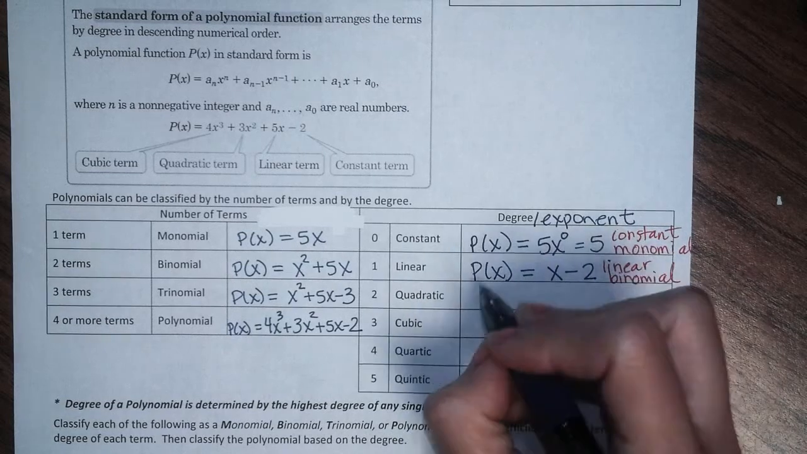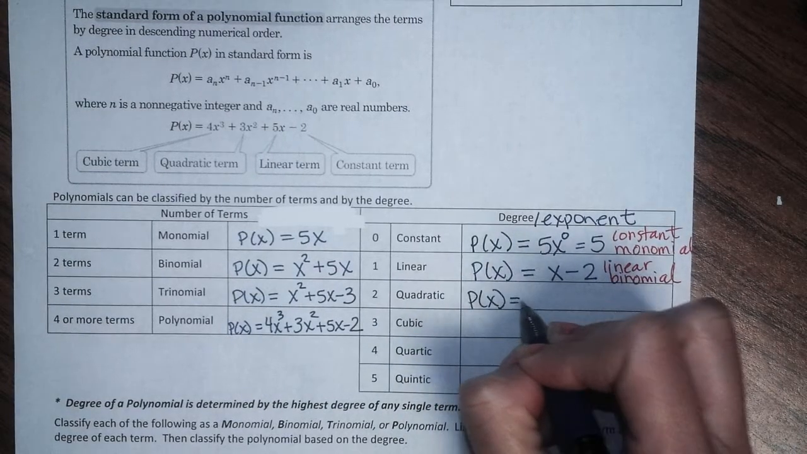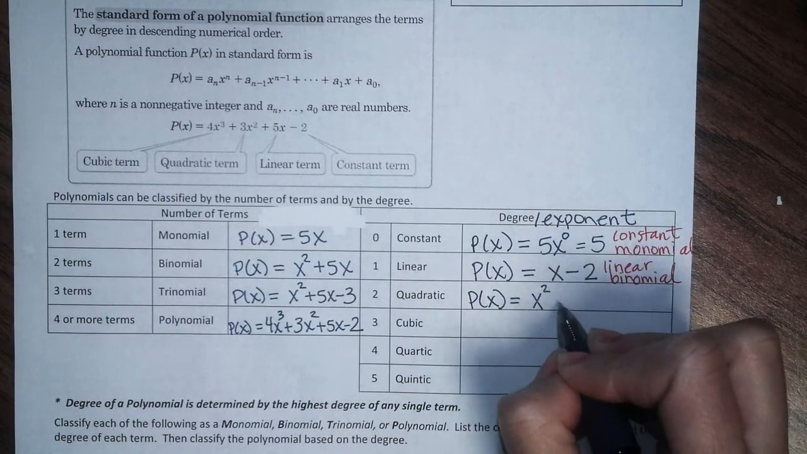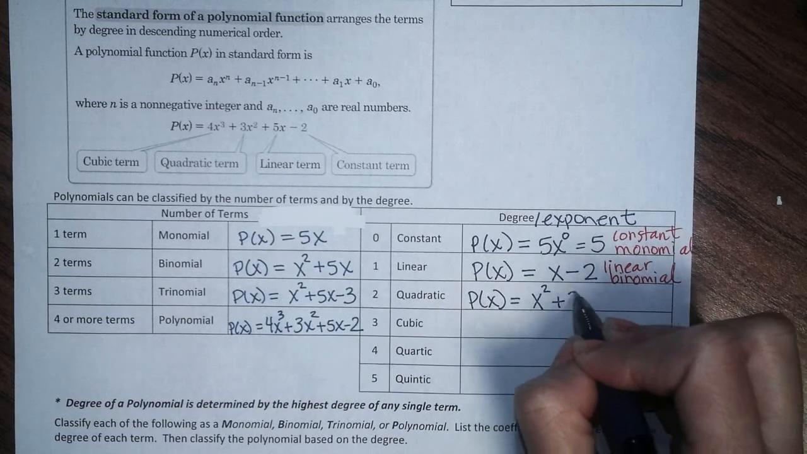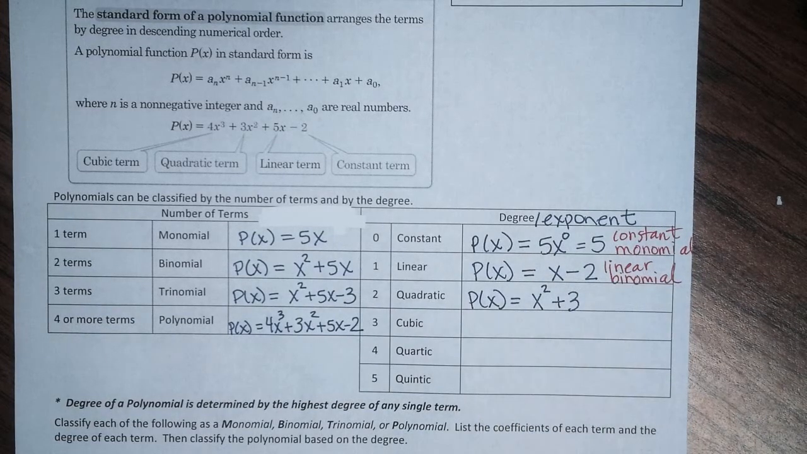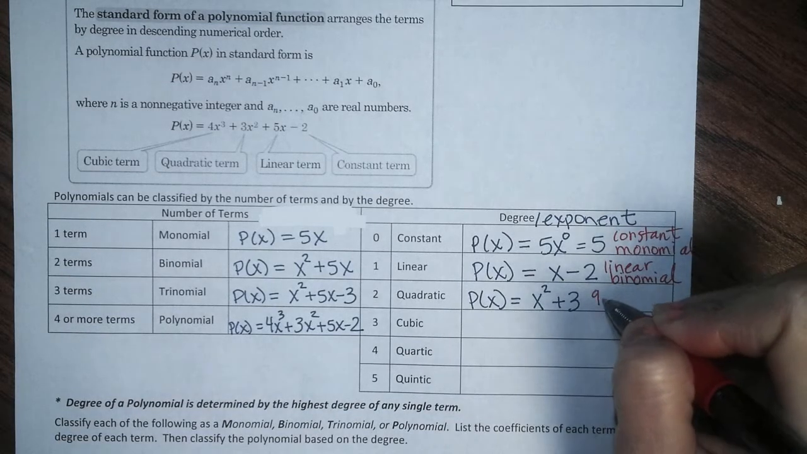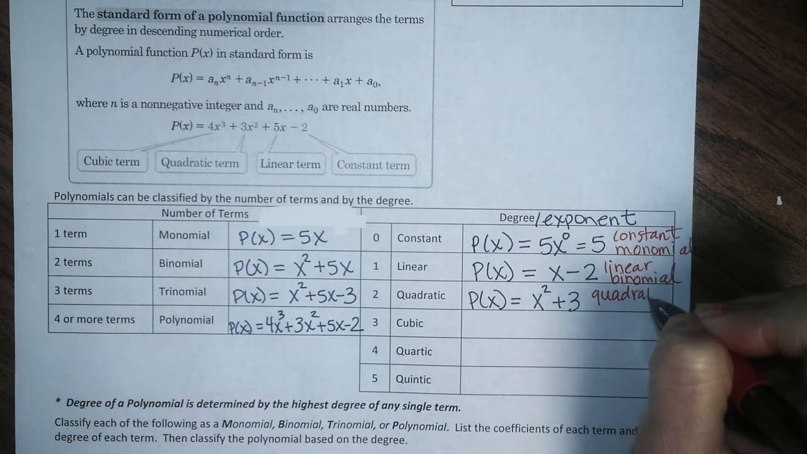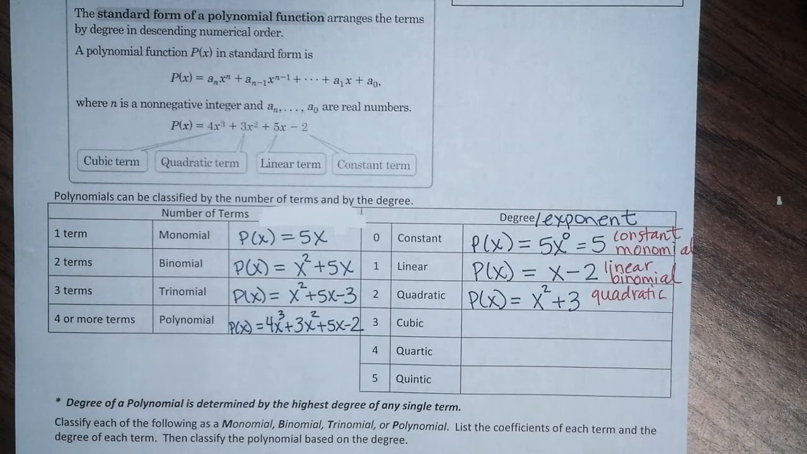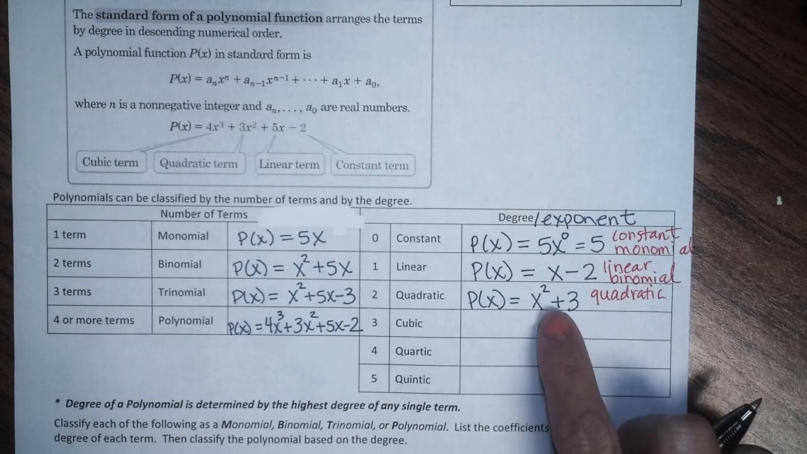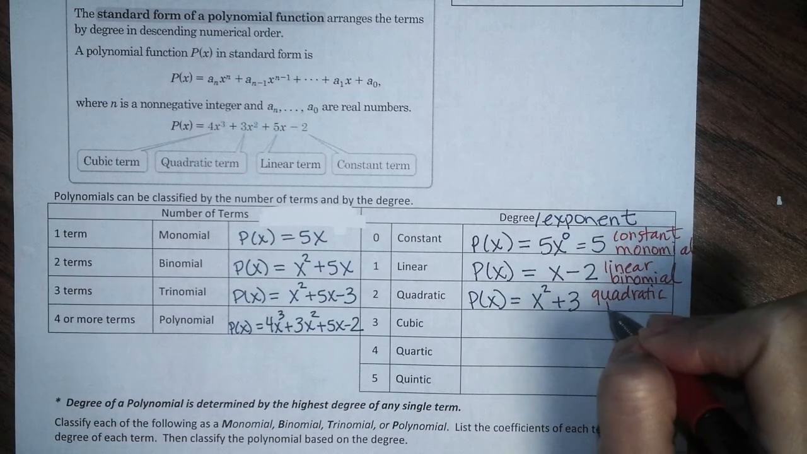So let's try another one. Quadratic. A quadratic would just be like x squared. Or you can do x squared plus 3. That's called a quadratic binomial. So again, on the test, you're just going to have to tell me the name. You'll have an example, and then you just have to circle what is the name of it. This would be called a quadratic binomial.